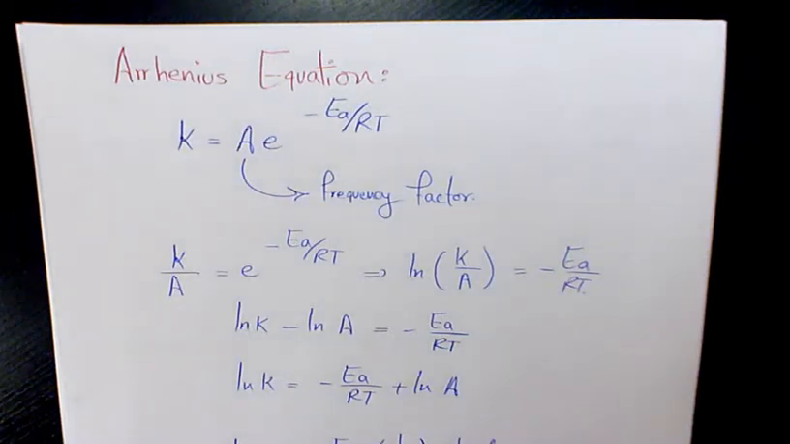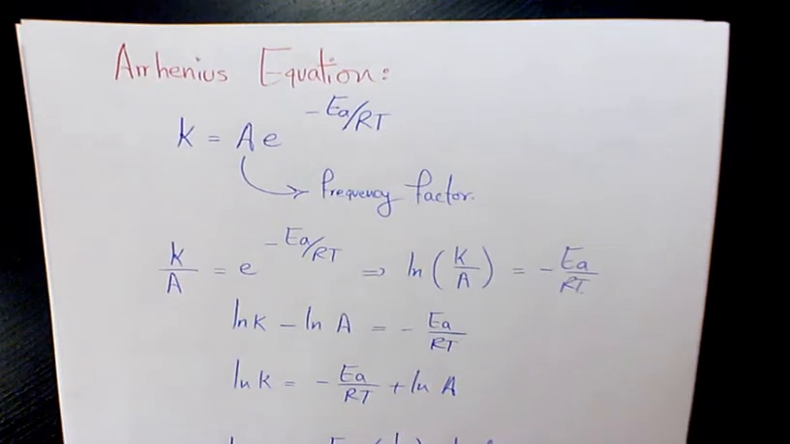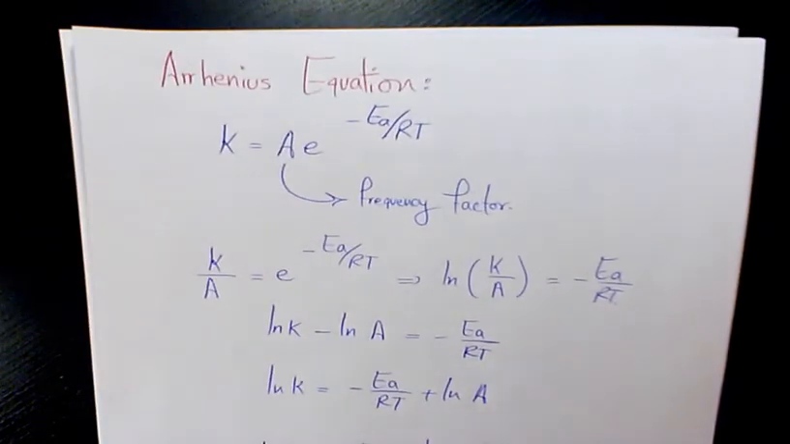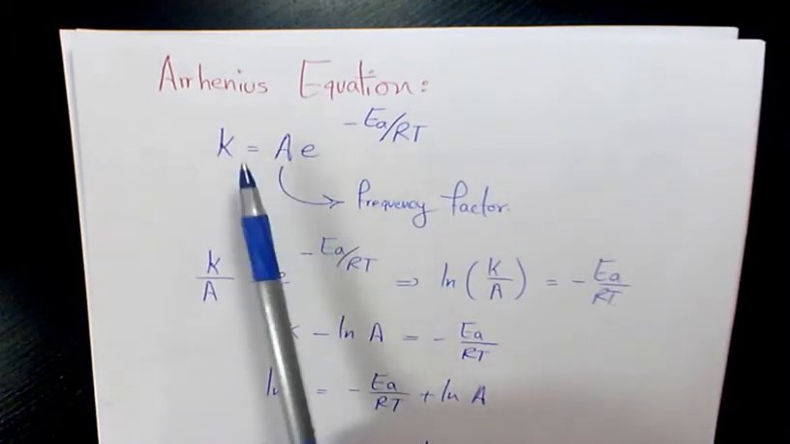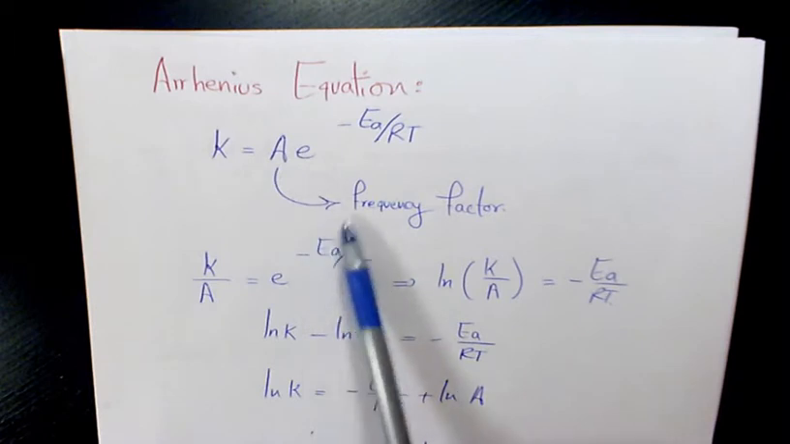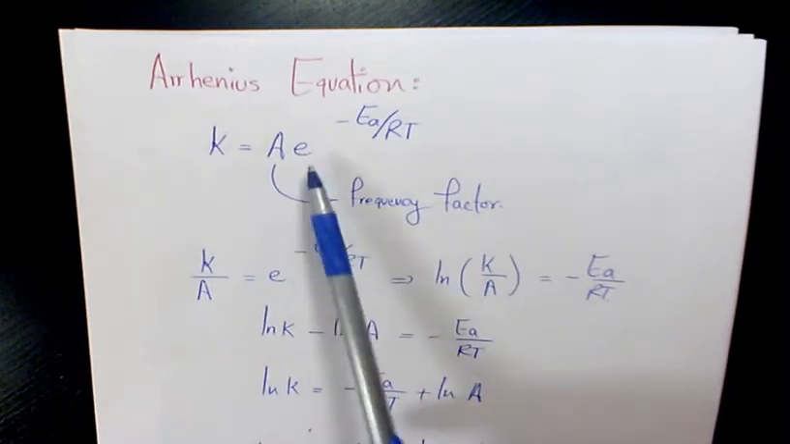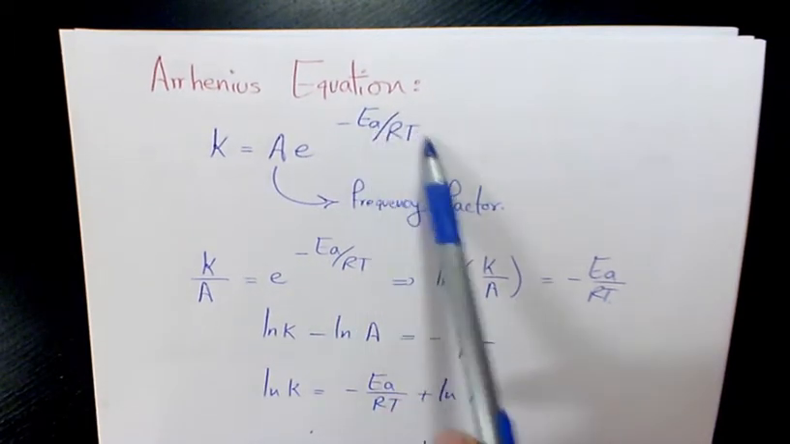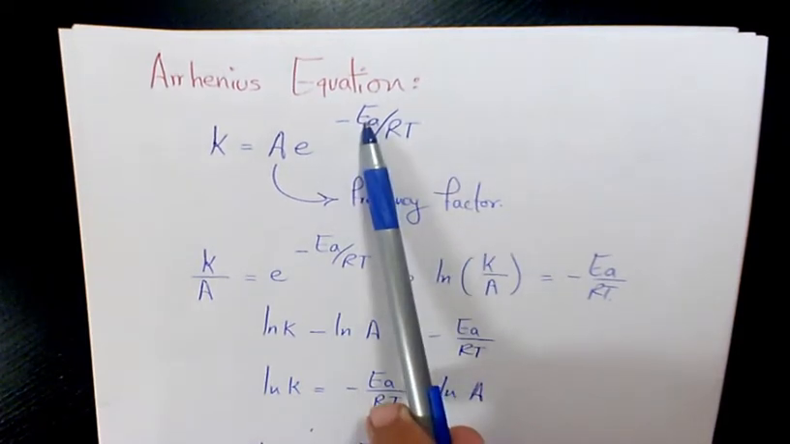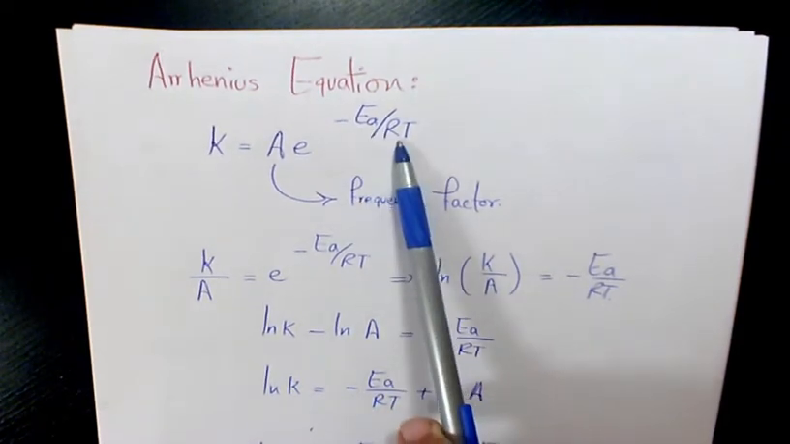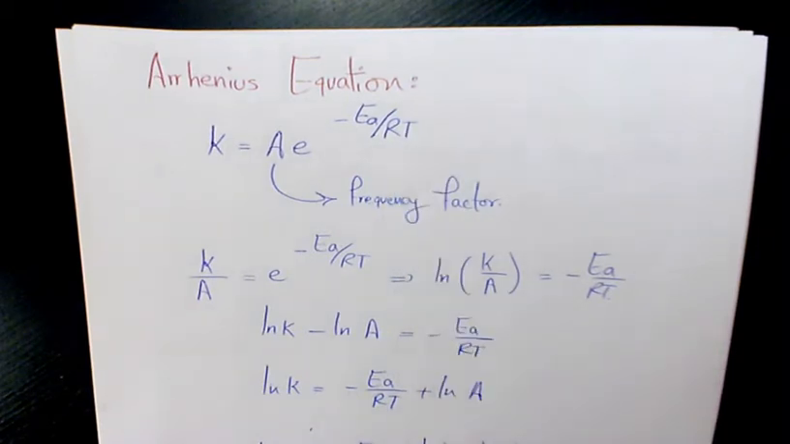Welcome to another video. In this video I want to talk about the Arrhenius equation, and the equation we have here is k, which is the rate constant in the reactions, equal to A, which is the frequency factor, times e to the power of negative Ea over RT. What is Ea? Ea is activation energy, R is the gas constant, and T is temperature in terms of Kelvin.